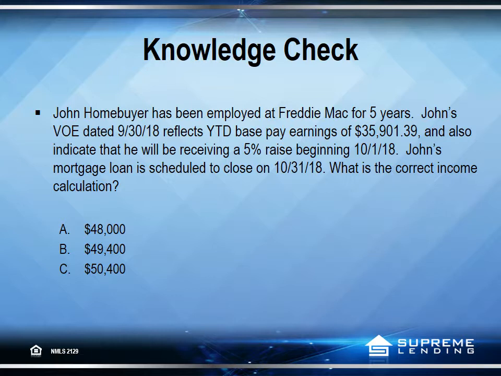What is the correct income calculation? Is it A, $48,000, B, $49,400, or C, $50,400? I'm going to give you a moment to do the calculations.